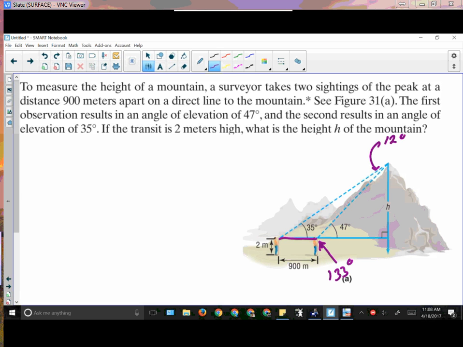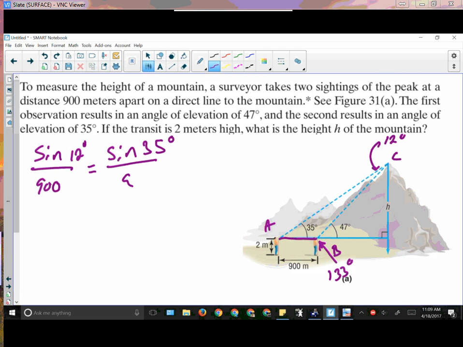Well, let's see, I could take the sine of 12 degrees over 900, right? Wouldn't that be equal to the sine of, let's see, 35 degrees? And we'll call this one A, we can call this one B down here, we'll call this one C up there. And that would be over A. Because if I knew that distance, that would really be helpful, wouldn't it?